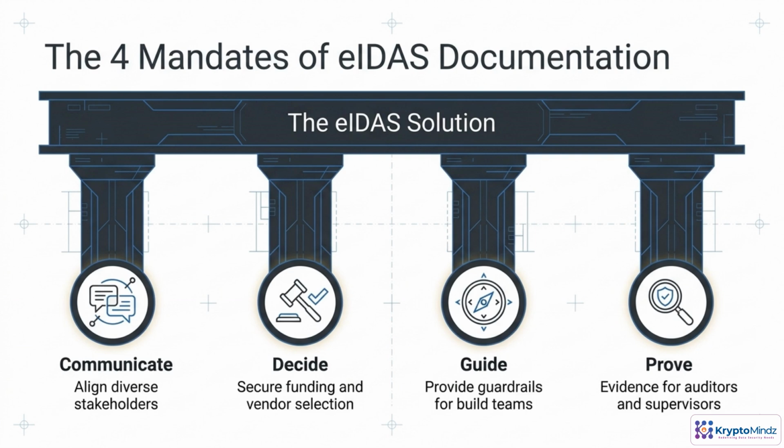Architecture documentation in eIDAS projects isn't just paperwork. It's the shared language that keeps business, IT, security, compliance, and vendors aligned on the same solution. It enables major decisions, funding approvals, vendor choices, risk acceptance, and sign-off from regulators. It then acts as a compass for design, build, testing, and operations, so teams don't improvise the rules. Finally, it becomes evidence for auditors and supervisors that your eIDAS solution is designed and governed systematically.